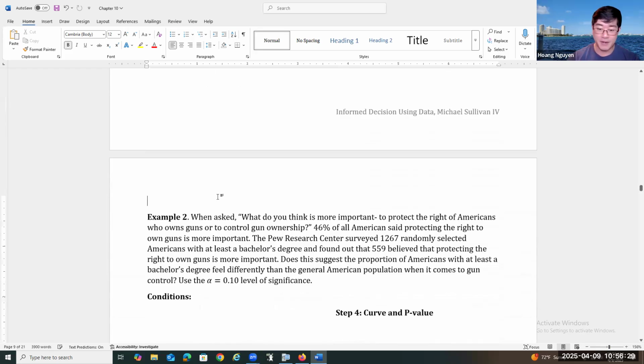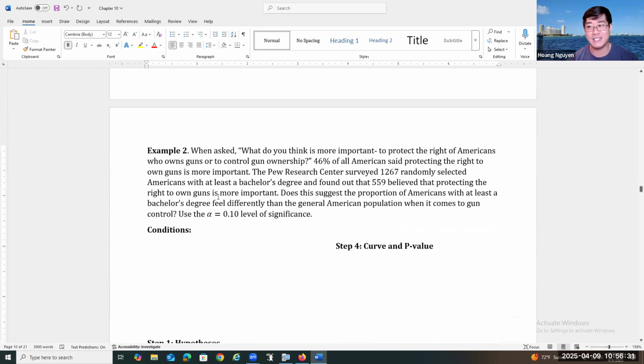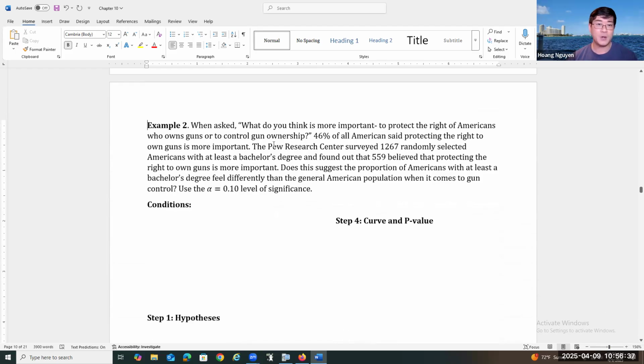Okay, so now let's take a look at another example, everyone. In this case, we're going to try the shortcut to get the answer for step number 3 and step number 4. So when asked, what do you think is more important, to protect the rights of Americans to have guns or to control gun ownership? About 46% of all Americans say protecting the right to have guns is more important.